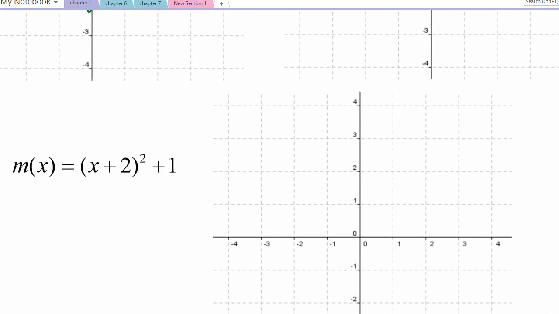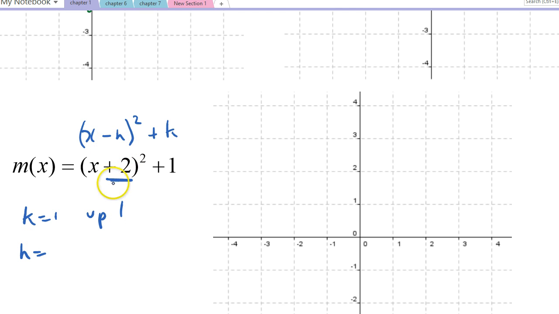So now we have two combinations. Let me just remind ourselves, if we have a pattern of x minus h all squared plus k here, what are my two values? Well, the first one is easy to tell, k is equal to 1. So that's going to be up 1. And now my h is going to be equal to, because this is minus h, it's the opposite of whatever we see here. If this is a plus 2, h is going to be a minus 2.